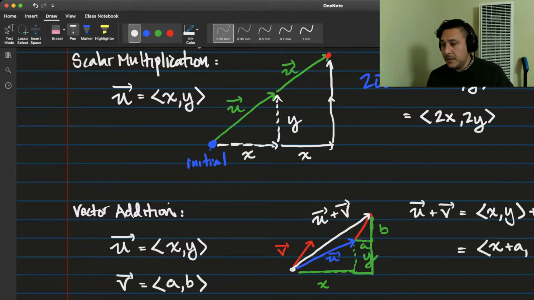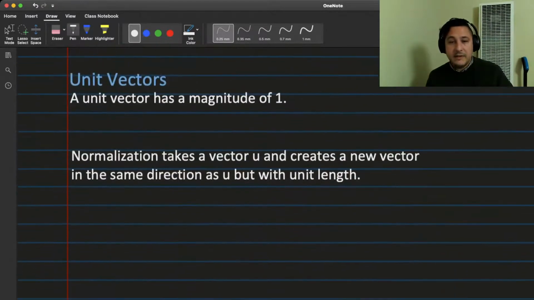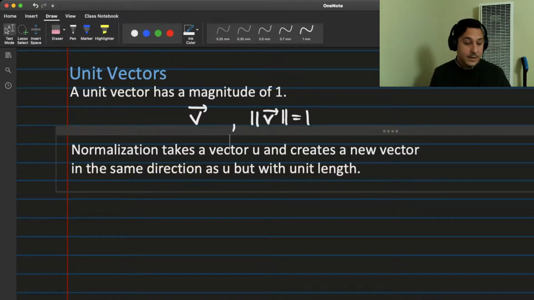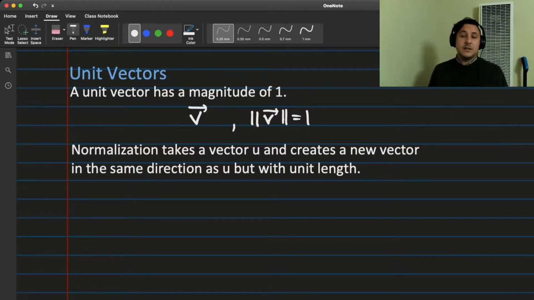So the last topic we're going to get to here are something called unit vectors. Unit vectors have a magnitude of 1. So how do you know that v is a unit vector? Well, v is a unit vector if its magnitude quite simply is 1. In other words, it has a length of 1. And we're going to talk about something called the normalization of a vector. To normalize a vector means you take that vector, you want a vector which is in the same direction as it, but only has length 1.